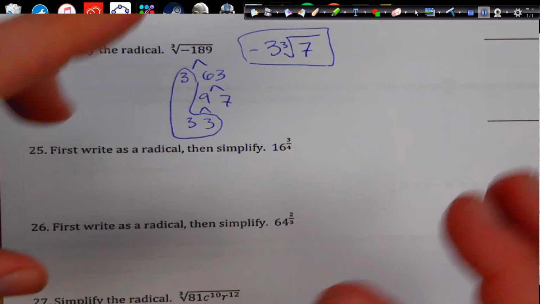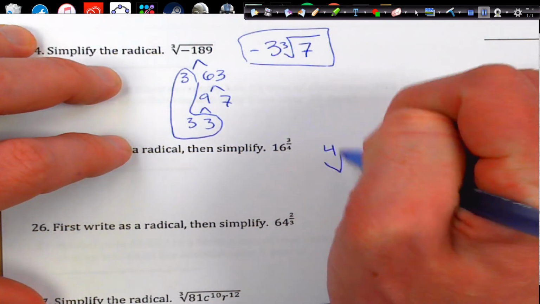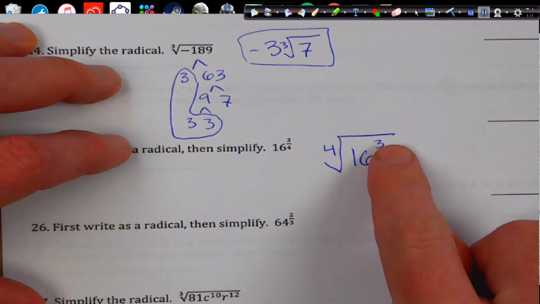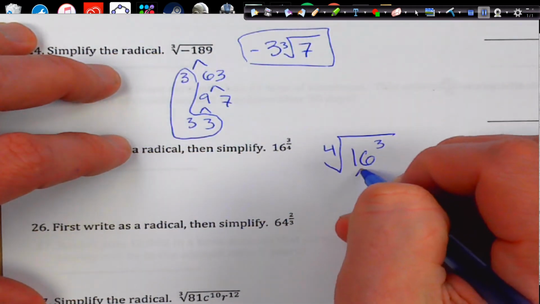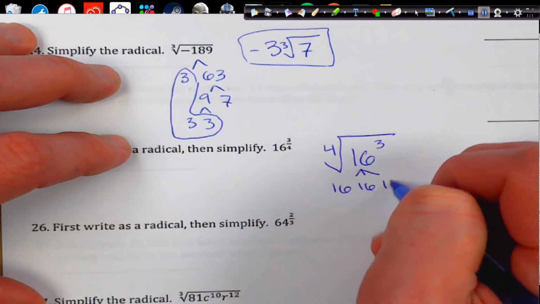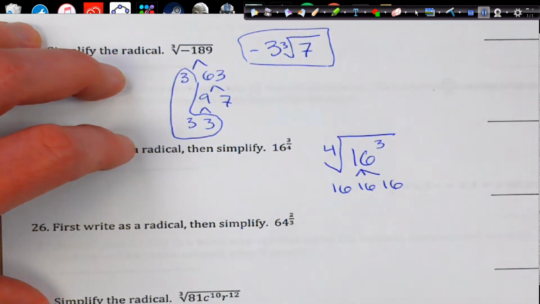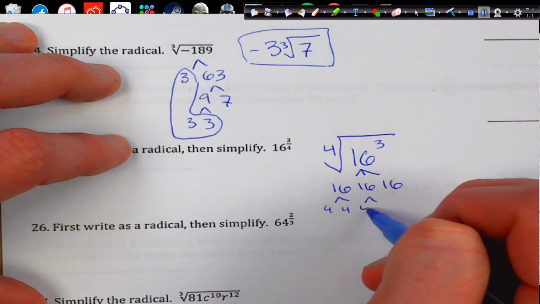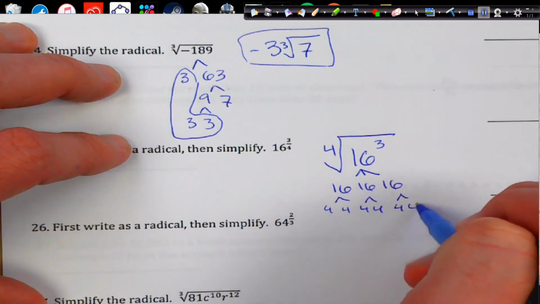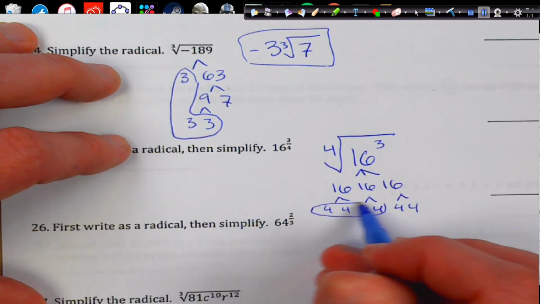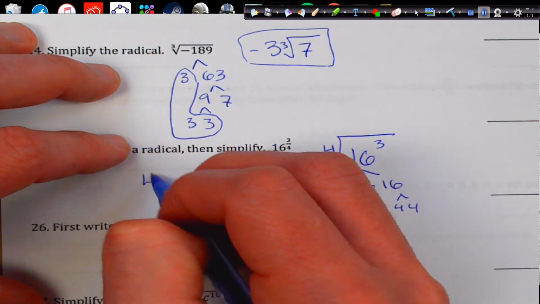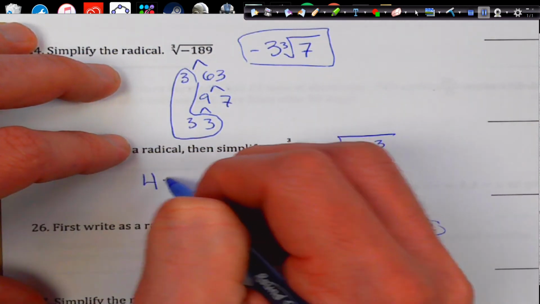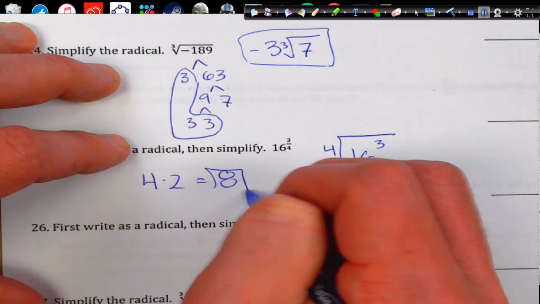16, 3 to the 4th, I'm going to put 4 in the index, and 16 is going to go with the cubed inside. This is the same thing as 16, 16, and 16. And we're going to go ahead and break that down to 4, 4, 4, 4, and 4, 4. And the reason why is I'm looking for 4 equal factors, so 4 gets to come out. And these break down to 2, 2, 2, 2, and those come out. So I'm left with 8 when I multiply them back together.